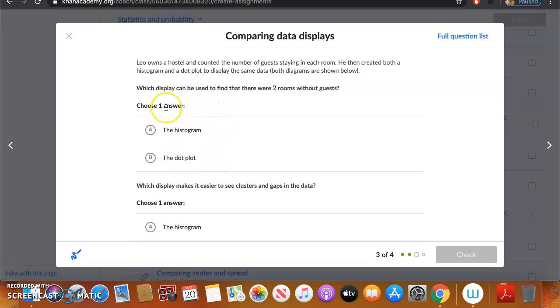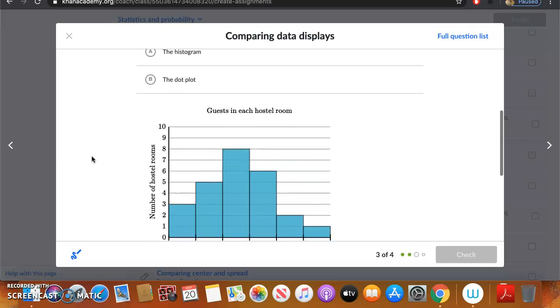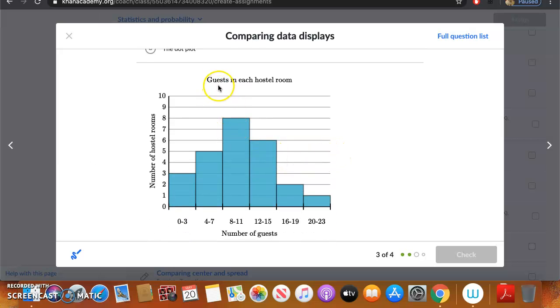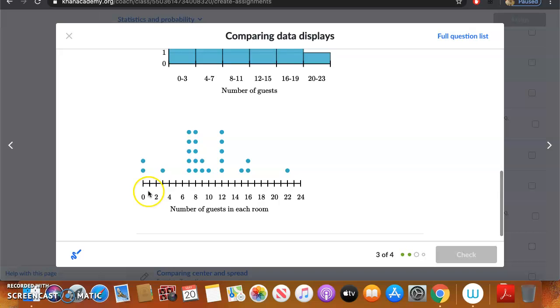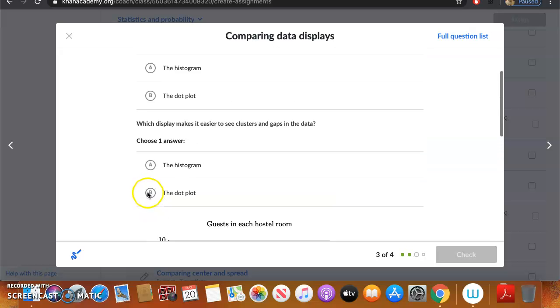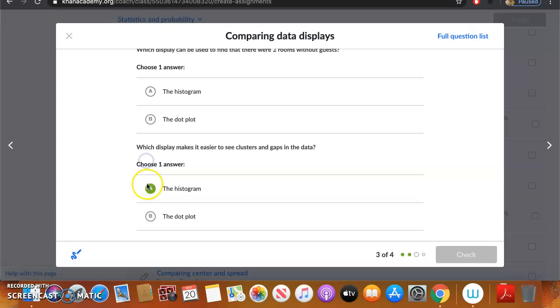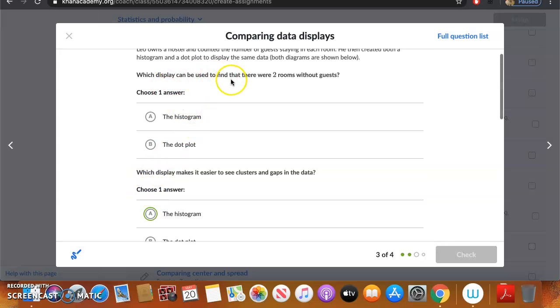Okay, so again here we have a histogram and a dot plot, and it says which display can be used to find that there were 2 rooms without guests. Okay, so here in each one we have guests in the hostel rooms, and then here we have number of guests and number of hostel rooms. And here's the dot plot for that. So which one would be superior? Well, it says here which display can be used to find that there were 2 rooms without guests.